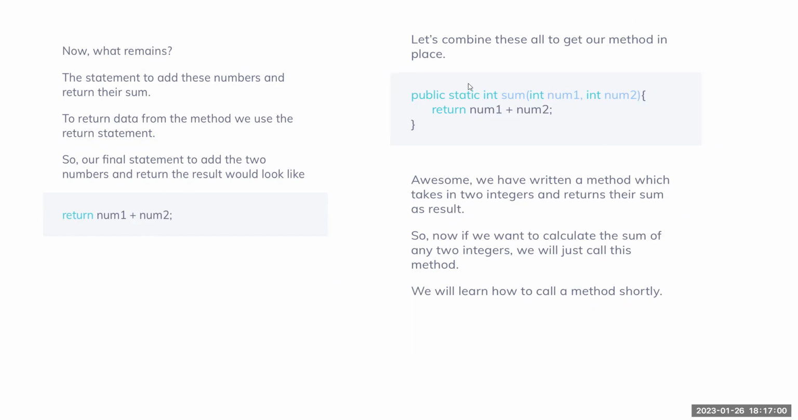So you just write public static and int return type, and sum is your name, and it is going to take the parameters like this and return num1 plus num2. That's it. So this is our method, which is ready to perform addition. Whoever calls it, it is going to add these two values and return the value back.